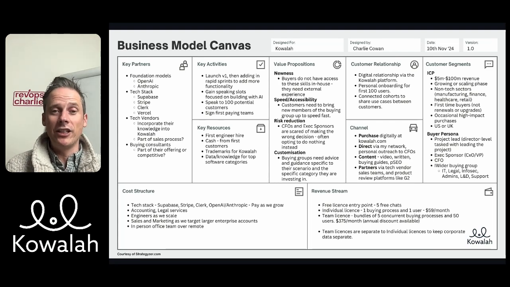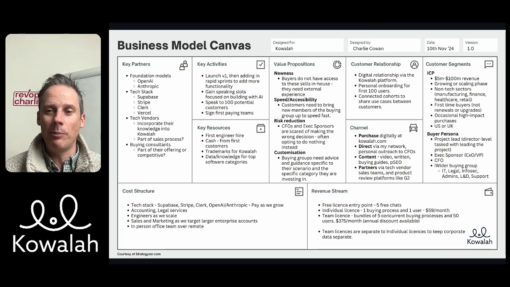And in the next video, what I'm going to do is dive in one level deeper, and we're going to expand on those value propositions for the key buyer personas around the project lead, the exec sponsor, and the CFO. And I'll talk you through the process that I went through there.